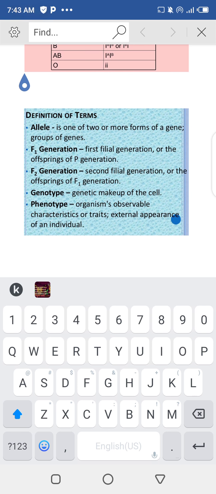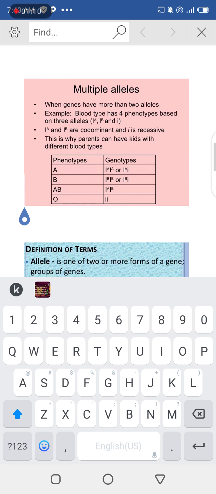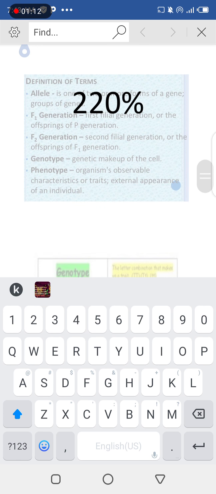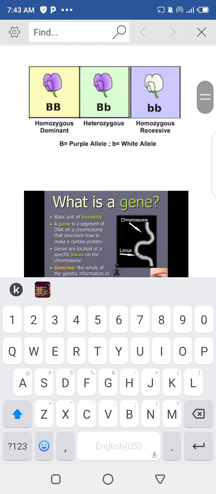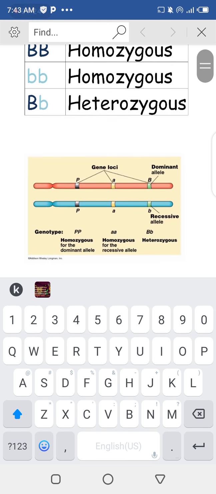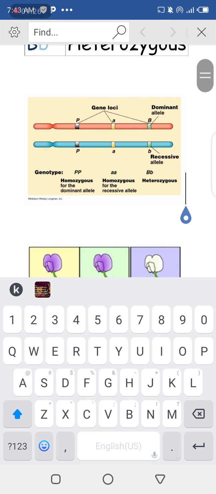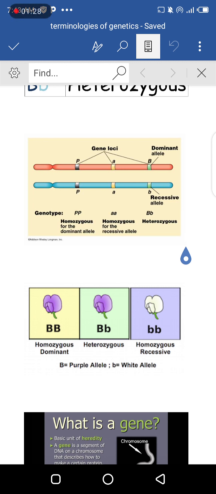or you can say a group of genes. It is one of two or more forms of genes or groups of genes. Next we see the homozygous and heterozygous alleles, or dominant allele and recessive allele.